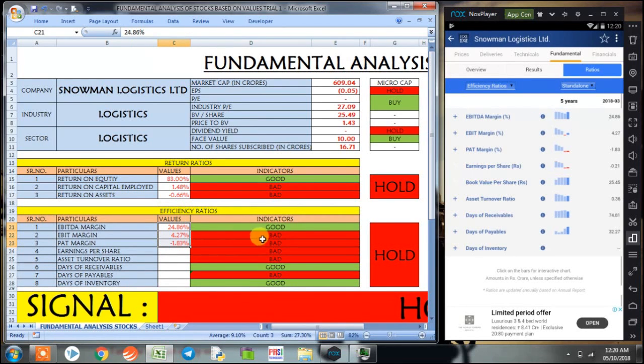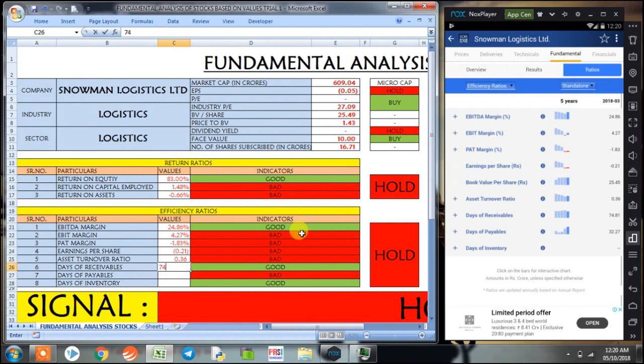Out of 3, it's only showing one indication as good. Rest of the indications, like the earning per share, is minus 0.21. Now here the EPS is minus 0.21. This is the trailing EPS, that is, you could say the current EPS, and it's also negative. That's why it is giving us a bad indication. Asset turnover ratio is 0.36. It is also not that good.